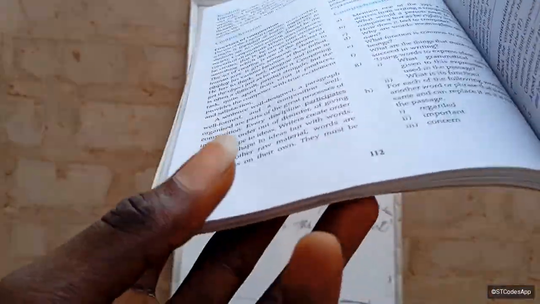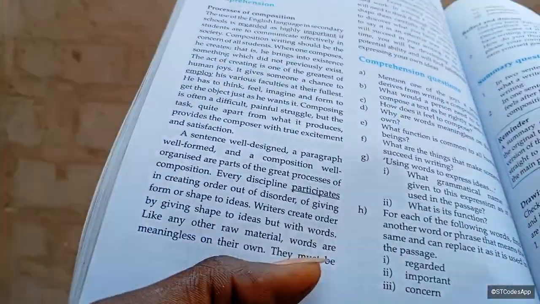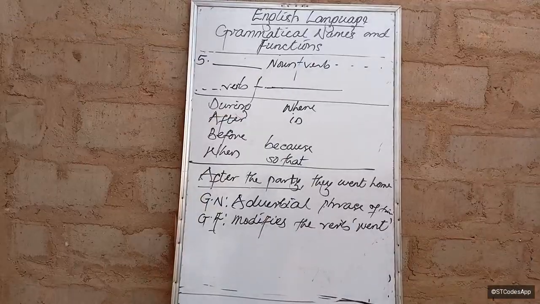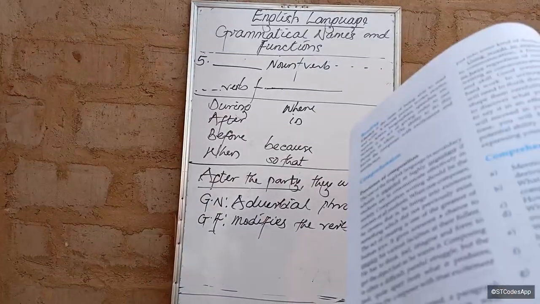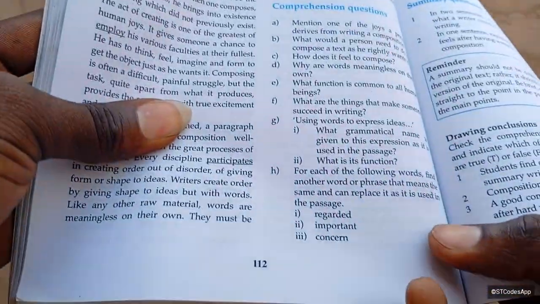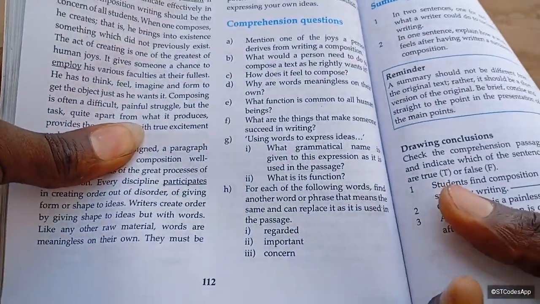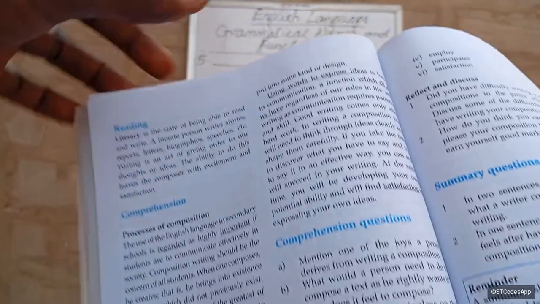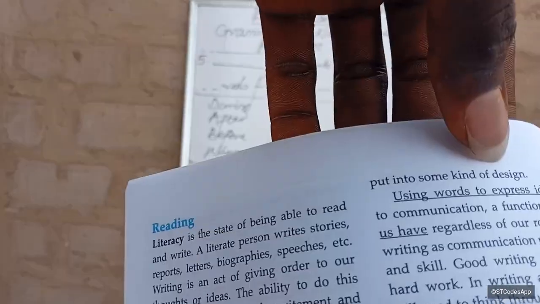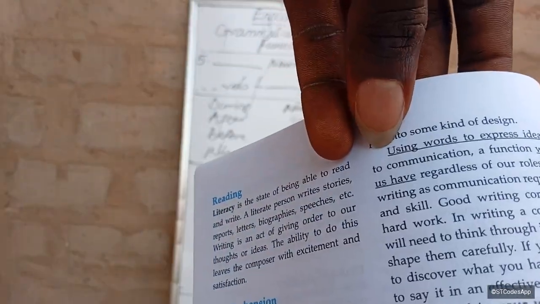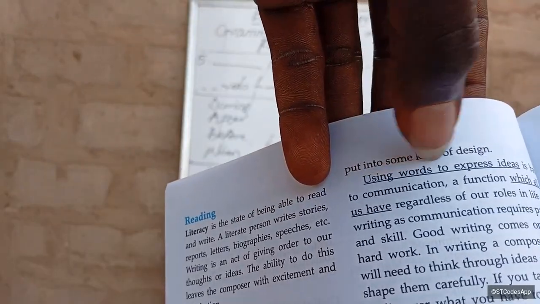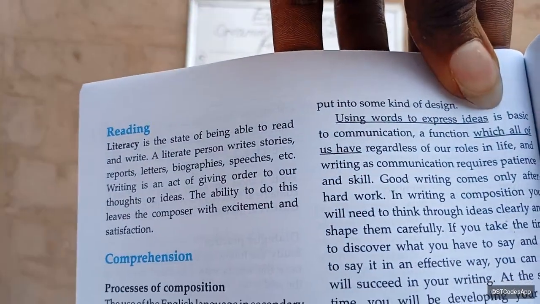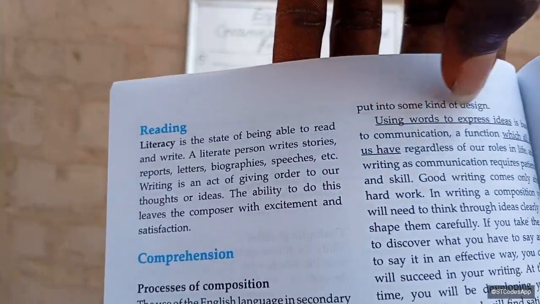Now that is on page 112. It says, "using words to express ideas." So we are going to go there. It's here. It says, "using words to express ideas." You can already see that it is coming just before a verb. The verb is "is". So because of that, it's going to be a noun.